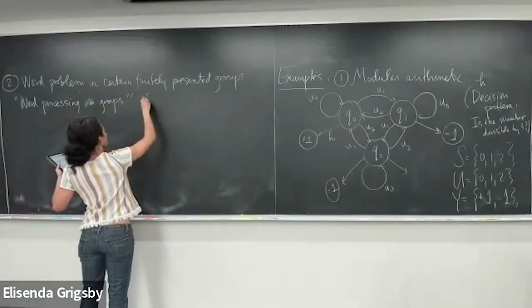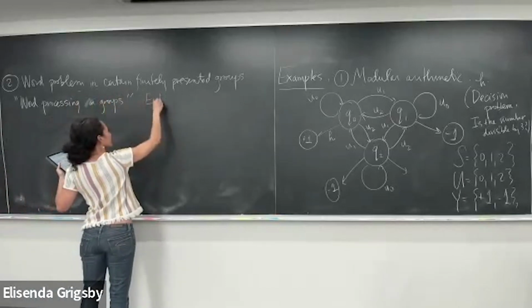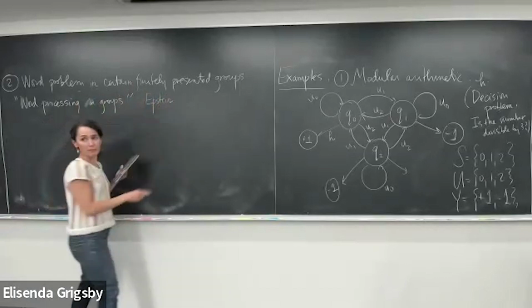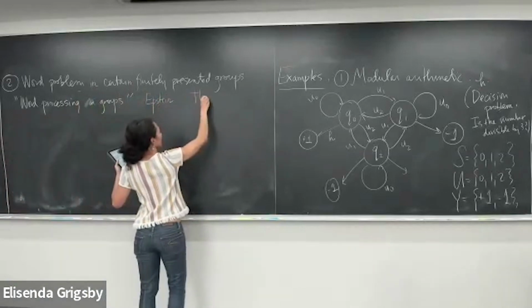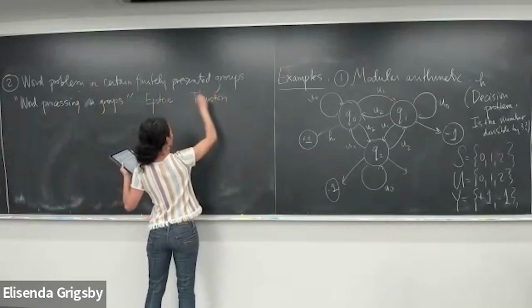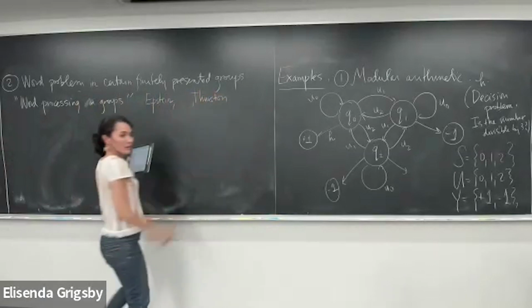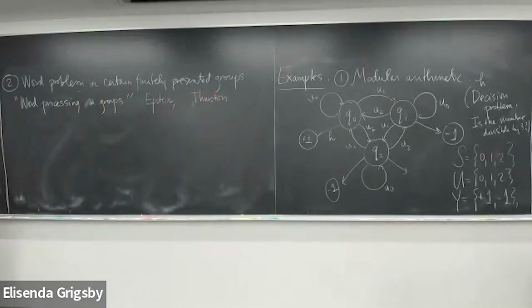I don't remember all the people who wrote it, but Epstein is one, and another one is Bill Thurston. And in fact, he characterizes the groups for which the word problem is decidable using a finite state automata in terms of the geometry of the group, which is really, really beautiful.